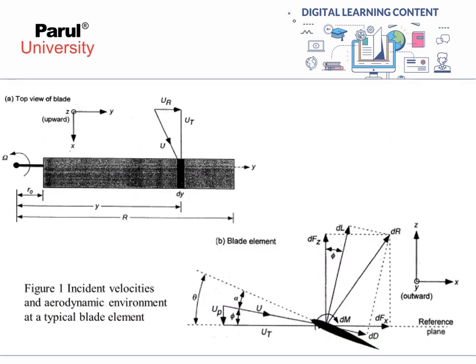Now, next, we can see in a figure the top view of the blade and blade elements. Figure 1 indicates the velocity and aerodynamic environment at a typical blade element. Right?